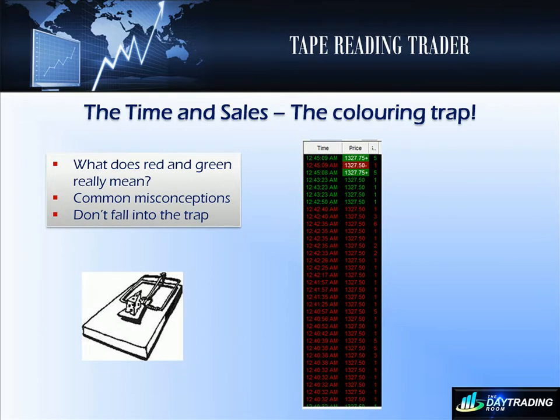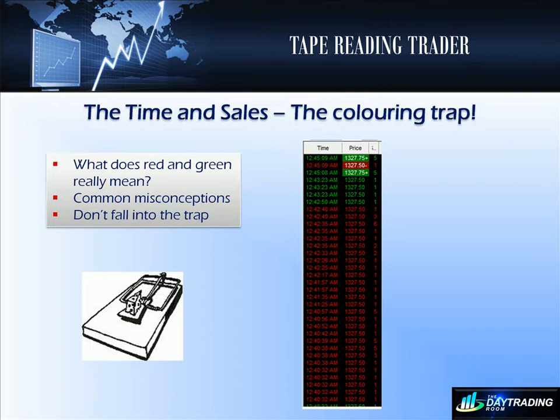So one thing I want to mention lastly on the time and sales is the colouring trap. This is very important not to fall into. I still see people fall into this trap daily. What does red and green really mean? What are the common misconceptions? A lot of people are going to say things like it's red and it's a sell, it's green, it's a buy. It's not true.